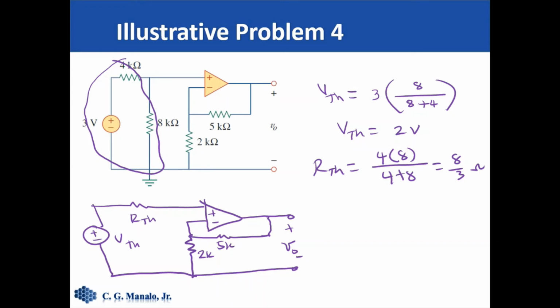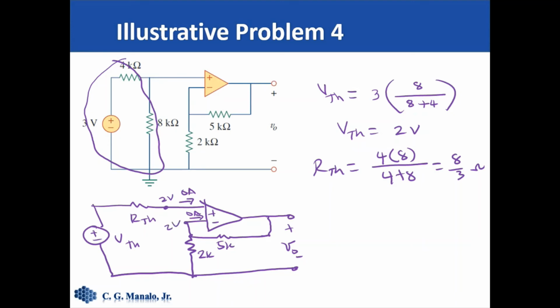Since this is an ideal op amp, that means the current here is 0, as well as here. So that makes this point equal to 2 volts. And also this one has 2 volts.